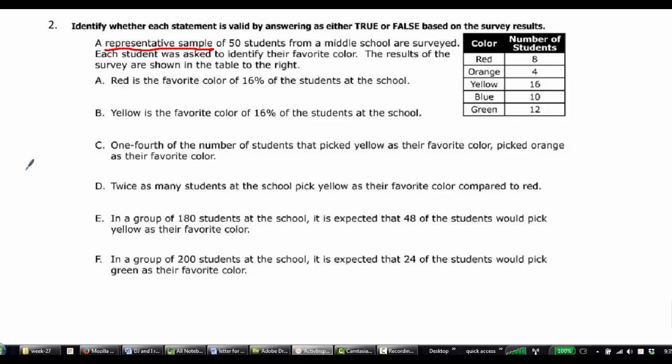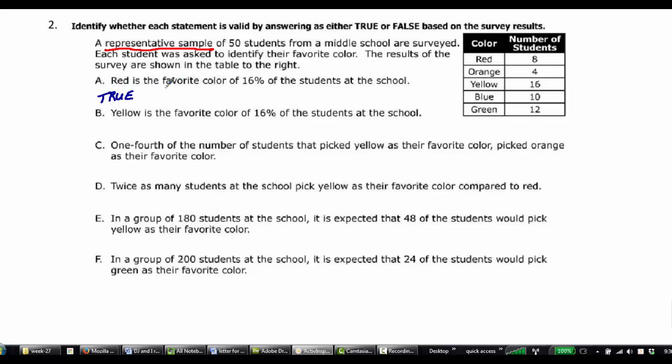So 8 students selected red as their favorite, 4 selected orange, 16 selected yellow, blue was the favorite of 10, and green was selected by 12 as their favorite color. So we have 6 questions to go through. First, red is the favorite color of 16% of the students. That is a true statement.